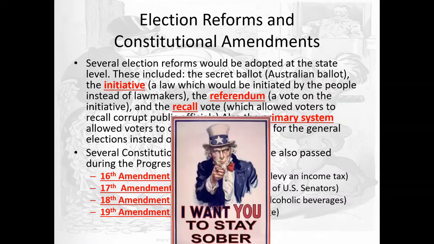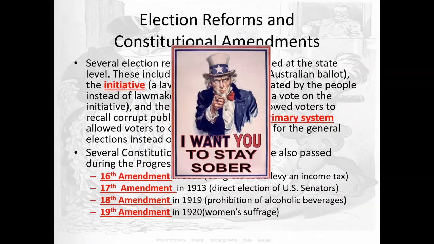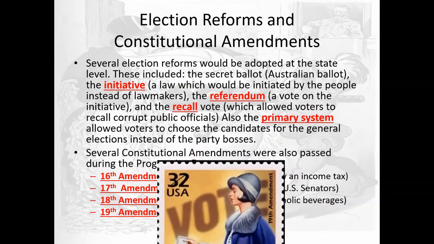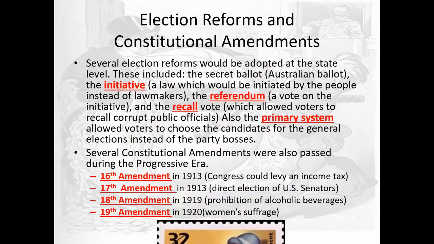Then we have the 18th Amendment in 1919, the prohibition of alcoholic beverages, which we just learned about with Carrie Nation and their WCTU and their successful passage of the 18th Amendment would lead us to the era of prohibition in the 1920s. And then the 19th Amendment in 1920 was women's suffrage, giving women the right to vote. Those 4 amendments are the Progressive Era amendments.